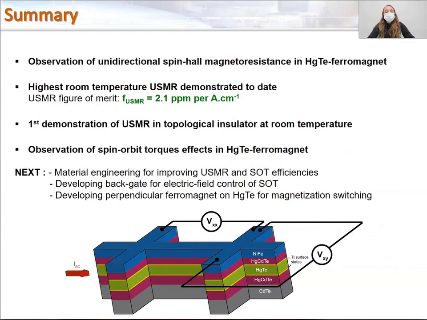To summarize, we have developed ferromagnets with in-plane magnetization on HgTe topological insulator. Unidirectional spin-Hall magnetoresistance was observed with efficiency 3 times higher than in ferromagnet-normal metal bilayers and on the same order as low-temperature bismuth selenide topological insulator. Importantly, we demonstrate the highest USMR efficiency to date at room temperature, and also we made the first demonstration of USMR up to room temperature in a topological insulator.